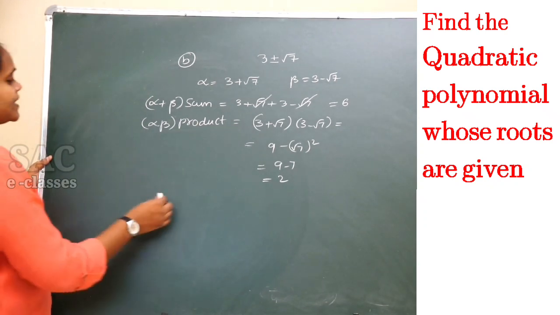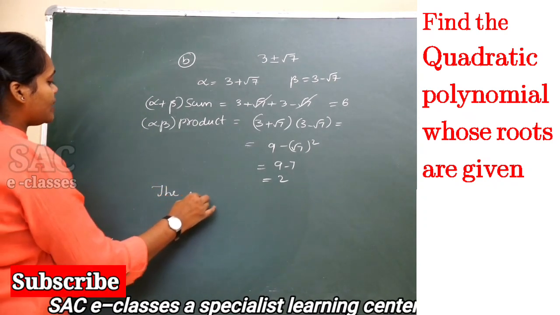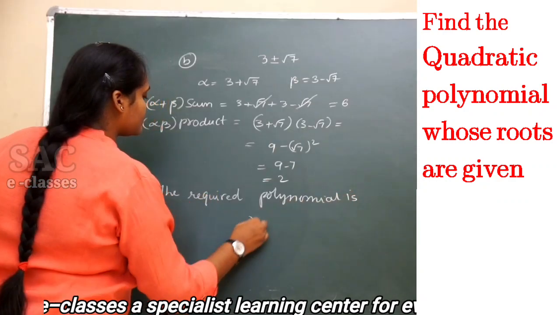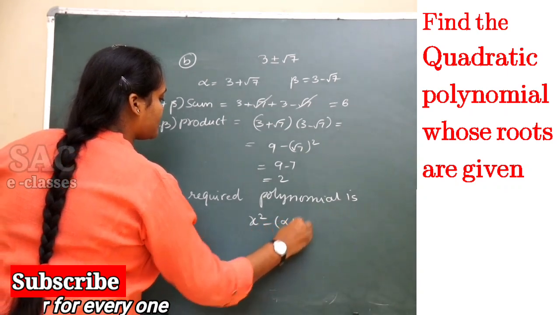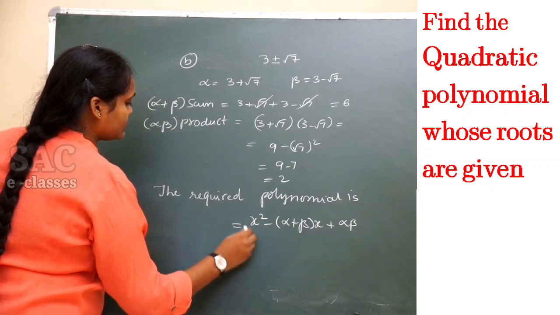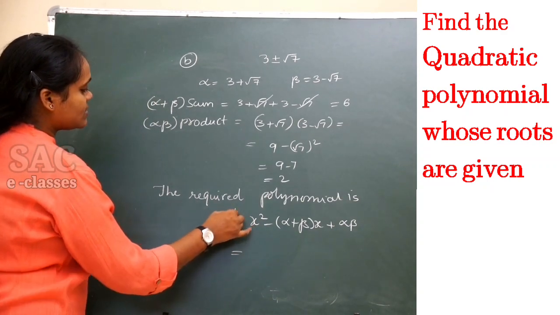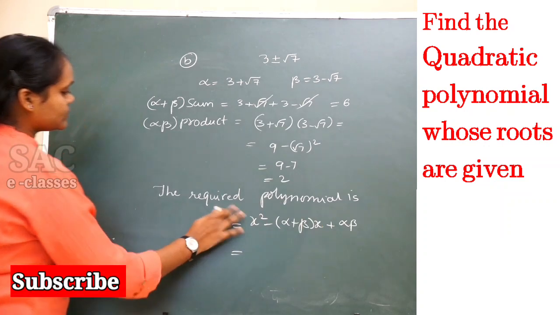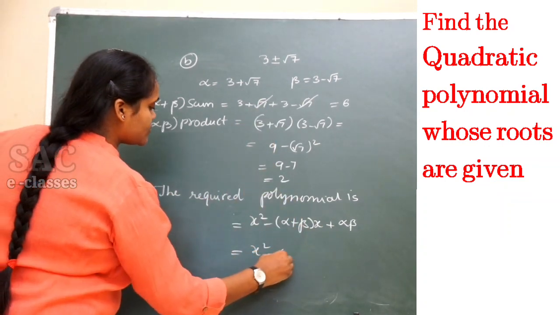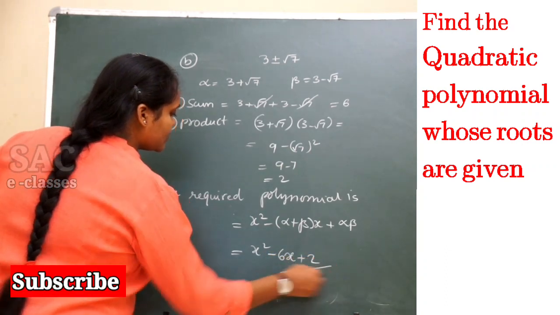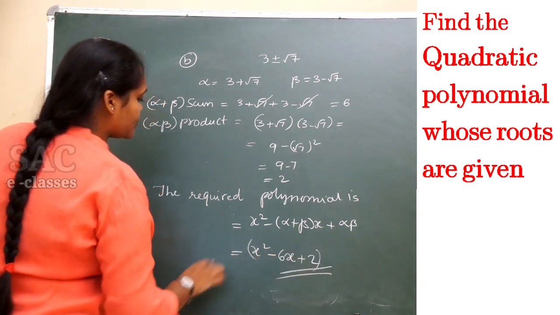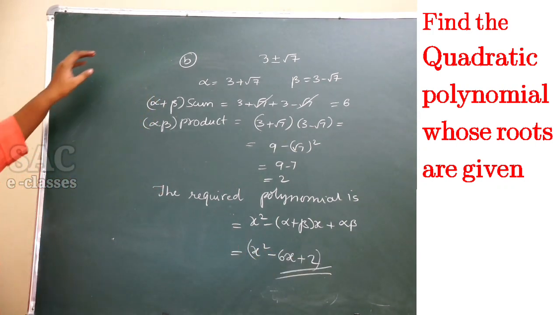After getting the sum and the product, you know how to form the polynomial. The required polynomial is x square minus (alpha plus beta) into x plus alpha beta. You can remember this, it is very easy: positive, negative and positive. So x square minus, what is the alpha plus beta value? We got 6. So minus 6x plus 2. It is the required polynomial. If you write it with k also no issues. But don't write it, ignore the k.